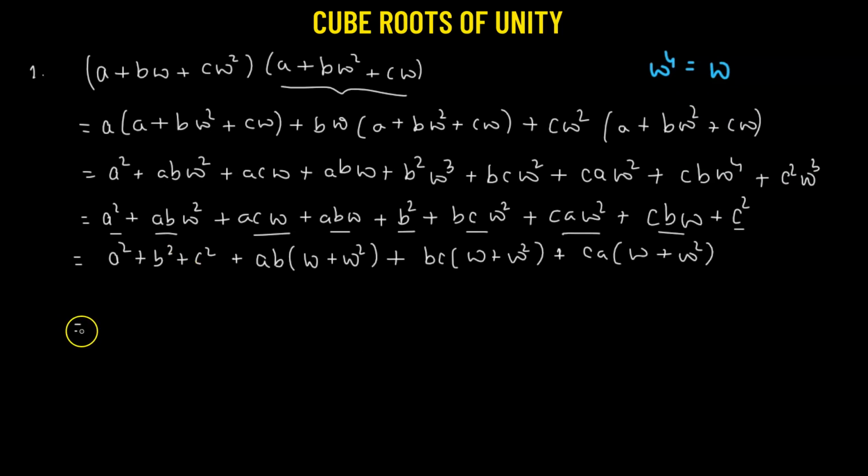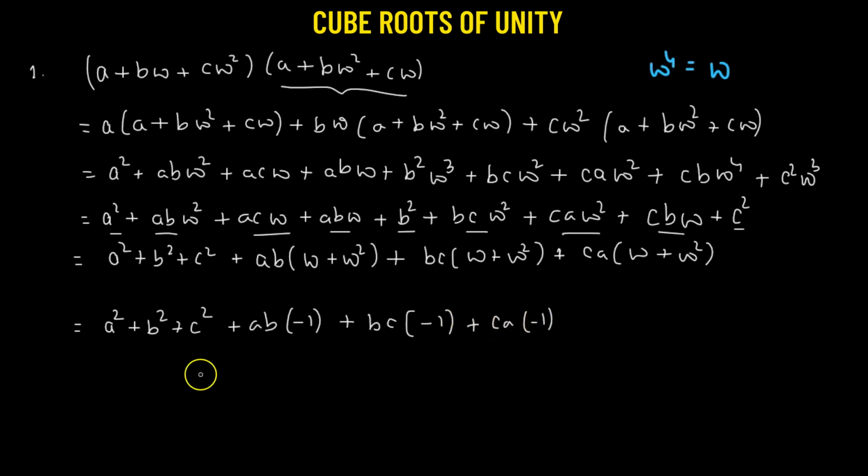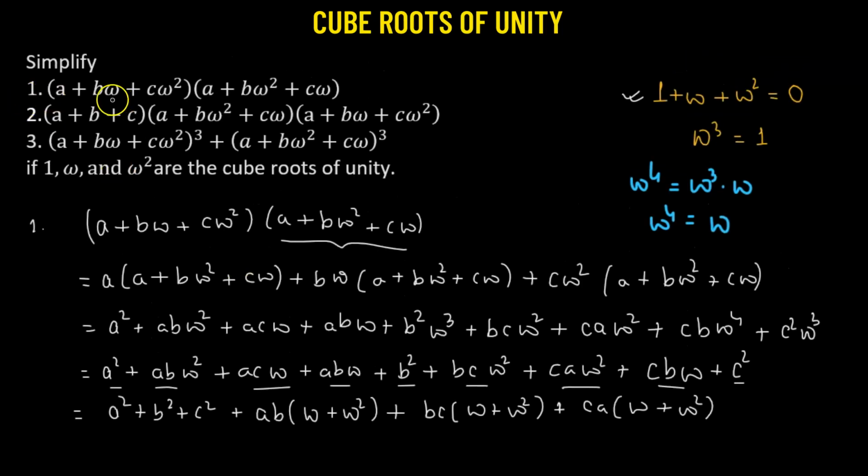So this is going to give us a squared plus b squared plus c squared plus ab times omega plus omega squared, which is replaced with -1, plus bc times omega plus omega squared, so that's also -1, plus ca times -1. Our final simplified expression will be a squared plus b squared plus c squared minus ab minus bc minus ca. So this is going to be the value of a plus b omega plus c omega squared multiplied by a plus b omega squared plus c omega. We will use this to work on our second part.